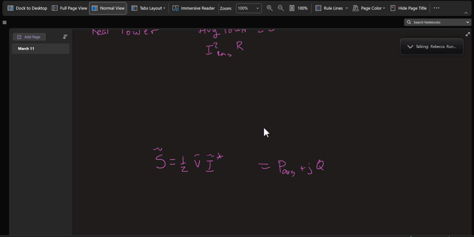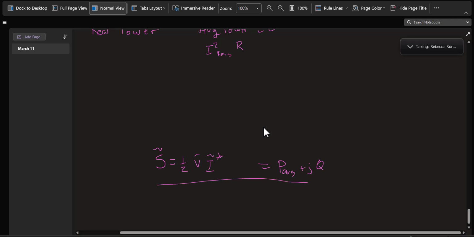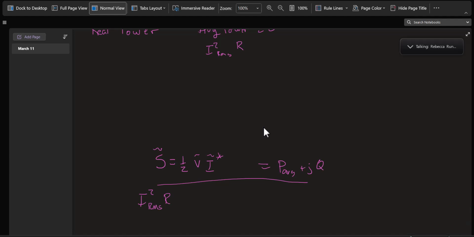Sometimes if I know I'm just looking for real average power, for instance, I know that all I need is I squared RMS R, and so I would just use that. So it kind of depends on if you're supposed to be looking for complex power or not. Like, let me see if I have an example.